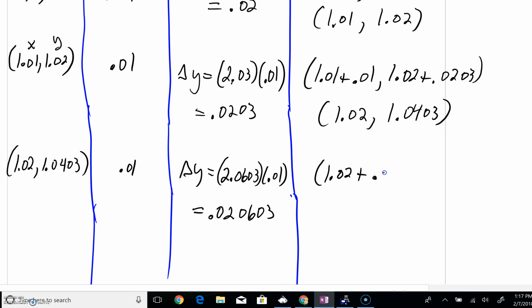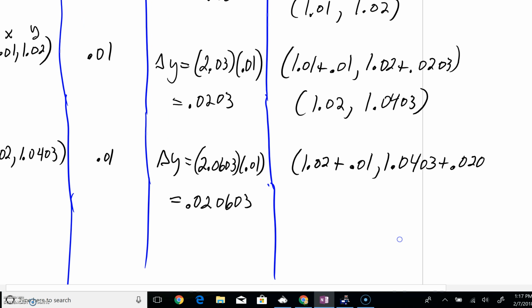Add to the change of x, that's 0.01. Take your original y, which is 1.0403. Add to that your 0.020, and now it's going to maybe get just a little bit ugly. Not for your x, I hope. I hope you can see pretty nicely. You get 1.03.